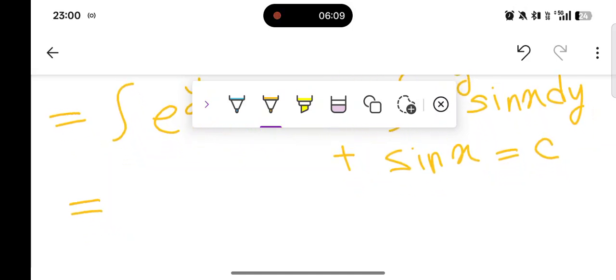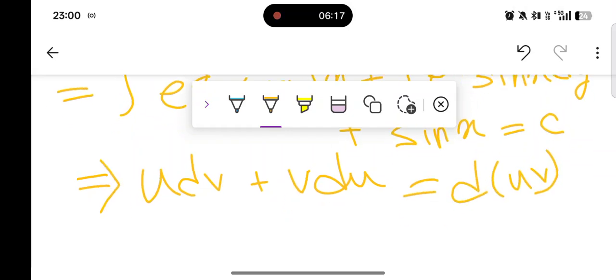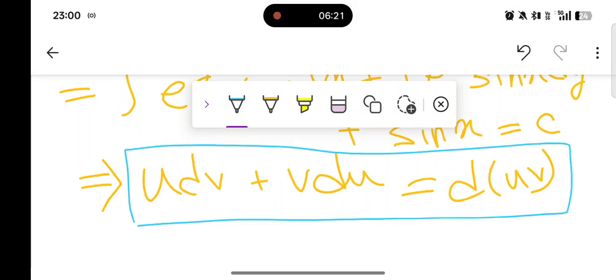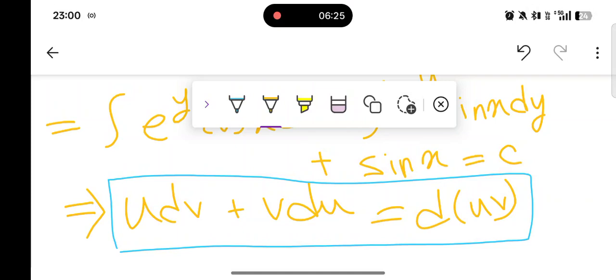Uv pair means u dv plus what? V du, which is nothing but d of u times v, right? We know this formula, right? So we are using this formula now. Basically in that case you have to take a random approach and consider a function so that you can easily get it.